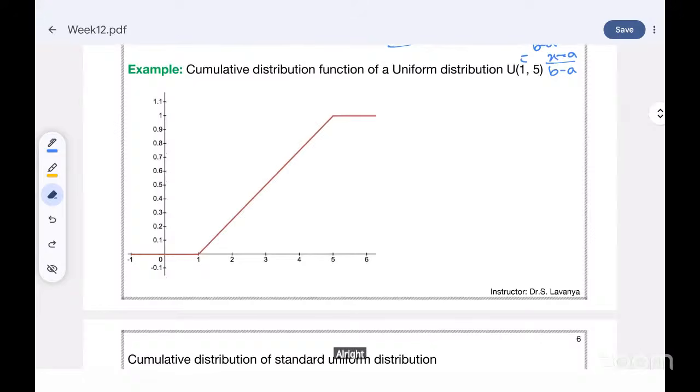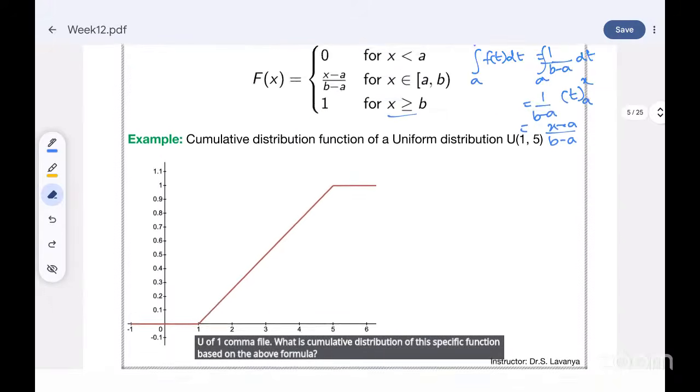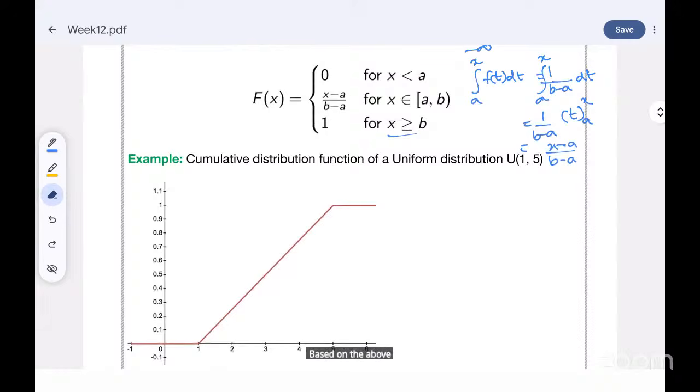All right, so here is the cumulative distribution function of a uniform distribution U(1, 5). What is the cumulative distribution of this specific function based on the above formula? Based on the above formula, how can you explain it? See here, your a value is 1, your b value is 5, right? So if a is 1 and b is equal to 5, then what is the value of F of x for x less than 1? For x less than 1, you know the function is already 0.